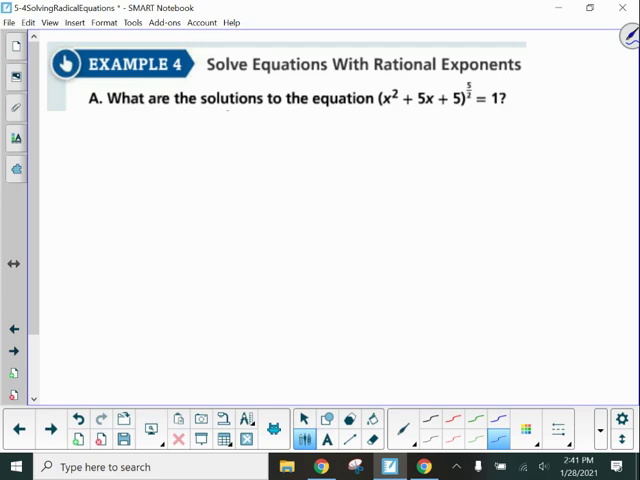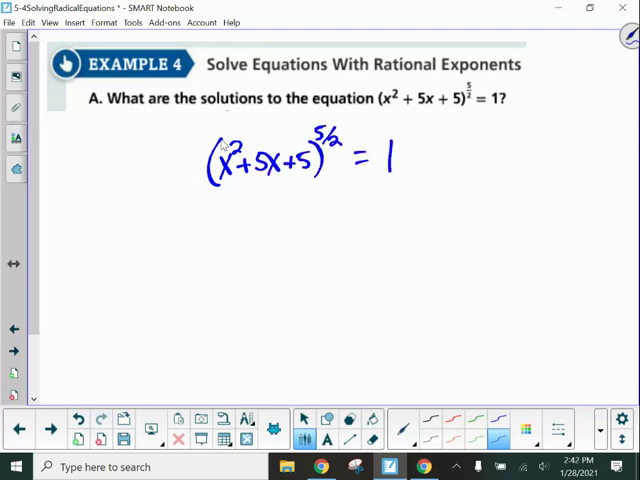This is your second video for 5-4, solving radical equations. And this brings us to example 4. This one differs from what we had before because rather than having a square root or a cube root in our problem, we actually have a fractional exponent. So if we are going to solve this, we do need to eliminate that fractional exponent.